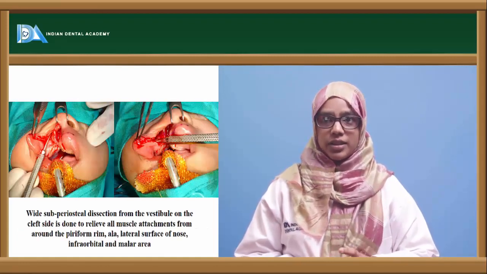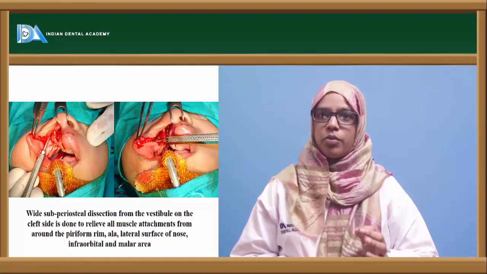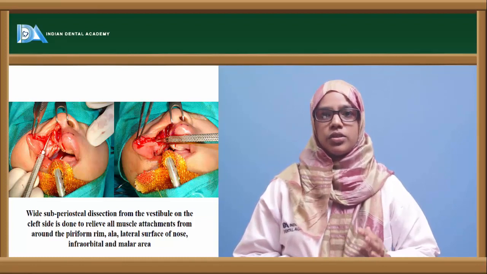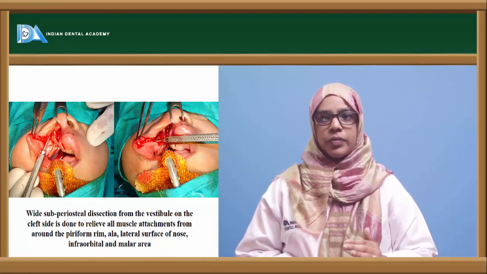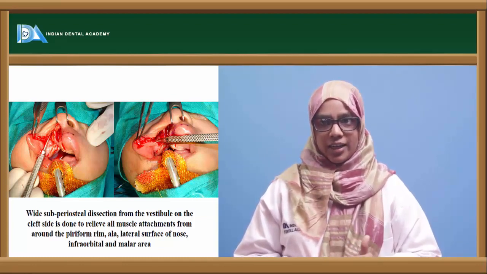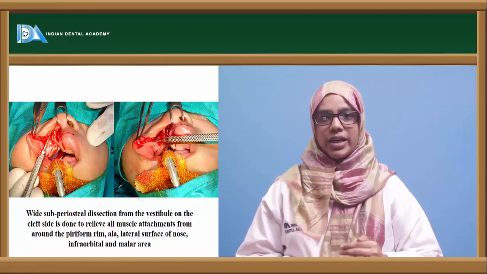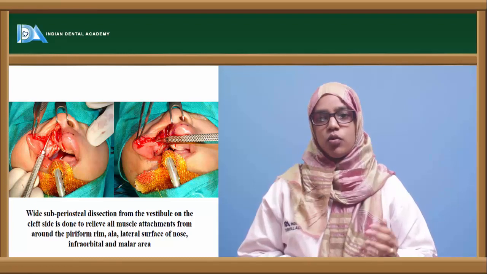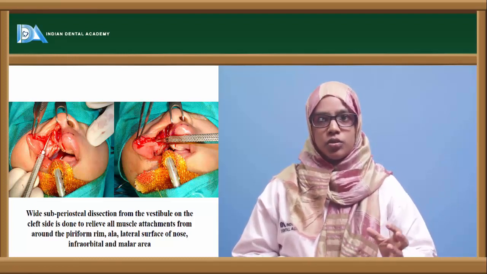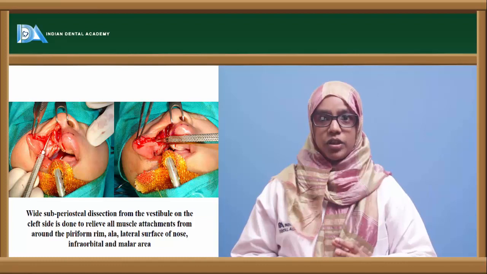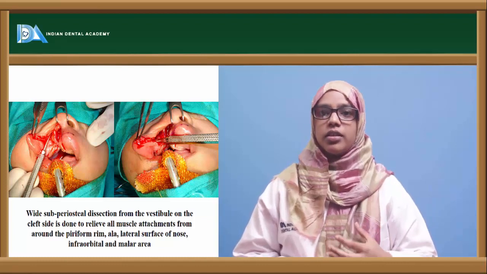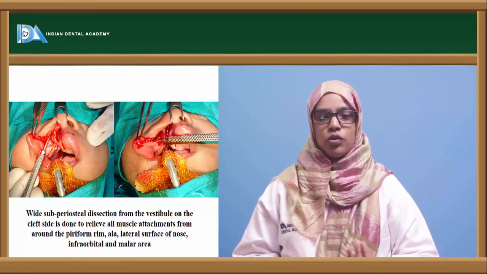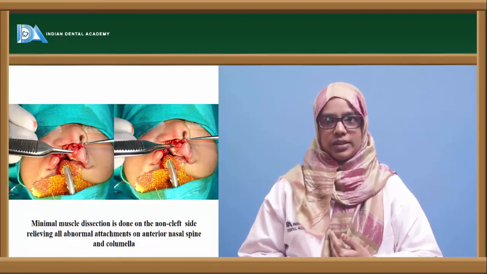Once you have done the muscle dissection, you will give around 5 mm of nick in the vestibular region on the cleft side and do a wide subperiosteal dissection in the piriform area, the alar area, the lateral surface of the nose, the infraorbital and the malar area. Now this wide subperiosteal dissection will move the entire muscle mass towards the midline. We need to mobilize because the muscles are in their abnormal position. We have to move them into a more physiological position. So you'll do a muscle mass elevation to mobilize it.